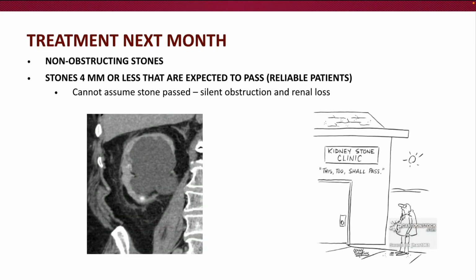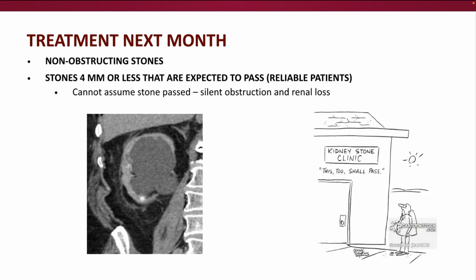When can you wait? Next month or next year? Non-obstructing stones can always wait. They're never urgent. Again, stones that are 4 millimeters or less that are really expected to pass in reliable patients, they can follow up in a month.